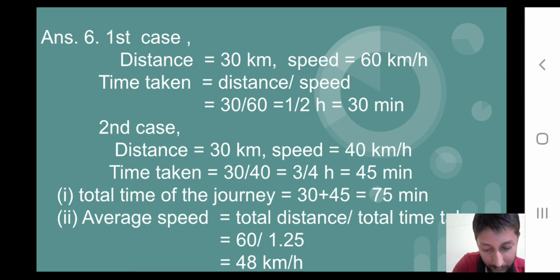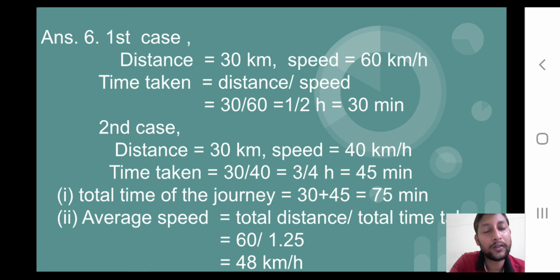Come to question number 6. A car travels first 30 km with a uniform speed of 60 km per hour and then next 30 km with a uniform speed of 40 km per hour. Calculate the total time of journey and the average speed of the car. Now in the first case, distance is 30 km, speed is 60 km per hour. So time taken is distance by speed. So here we have 30 by 60, which is equal to half an hour, which is equal to 30 minutes.